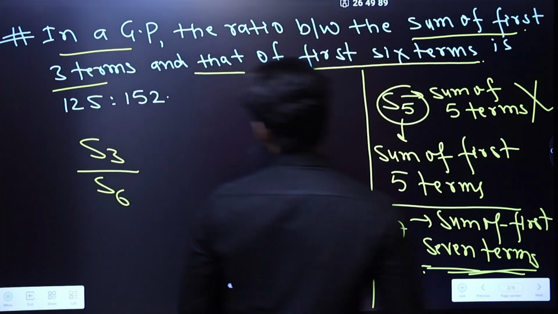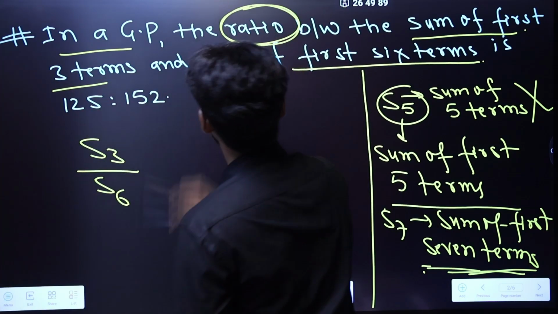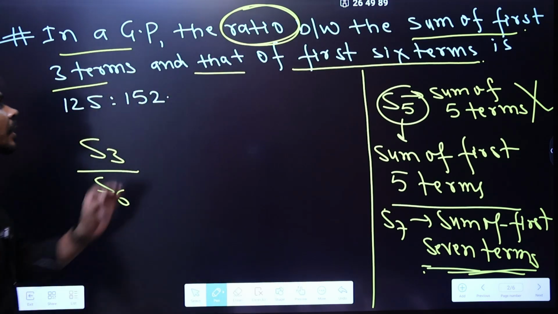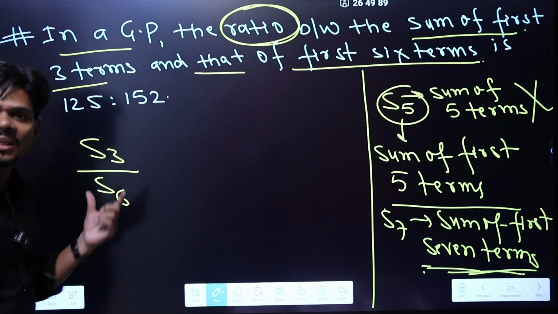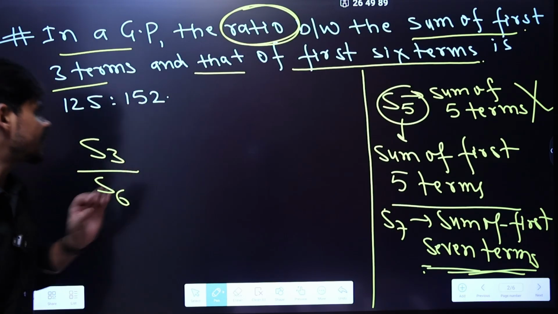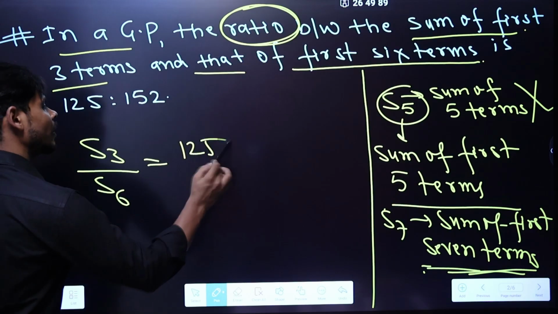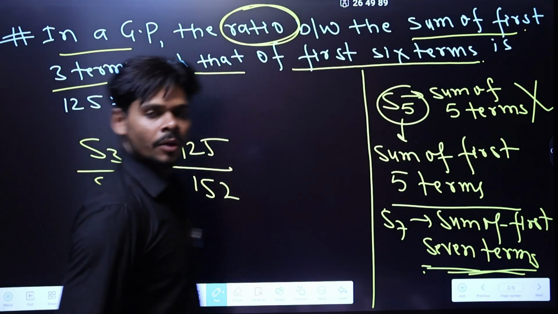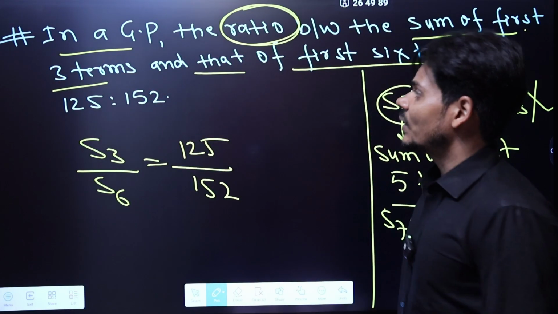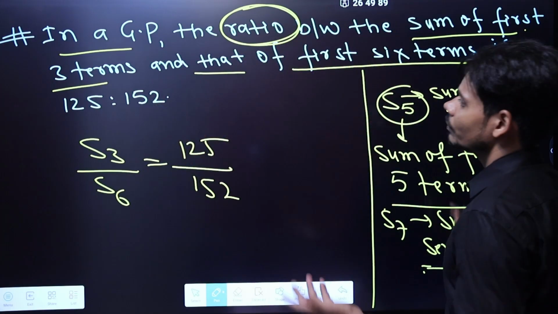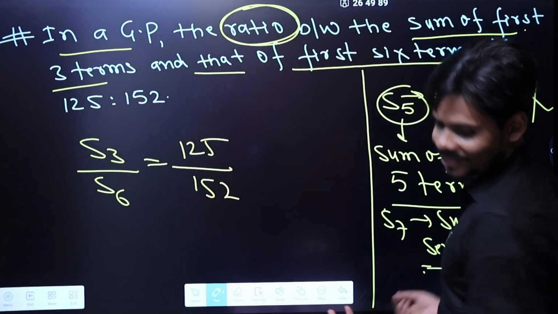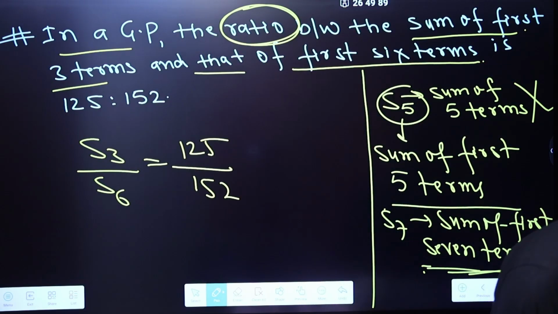It means we are given a ratio, basically of the sum of first 3 terms and the sum of first 6 terms. We are given 125 and 152. Got it? Now what we can do from here, and what we need to find in a GP? What we need to find, by the way? I don't know. Just let me check the question. I have not written over here what we had to find in this question. Just let me check once.